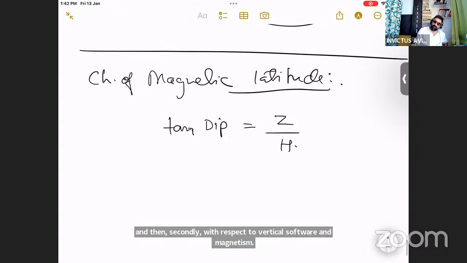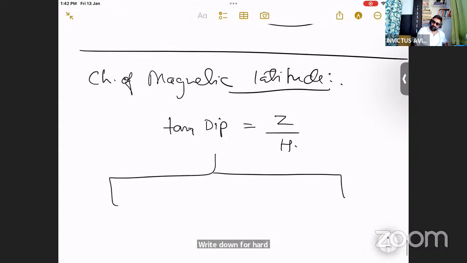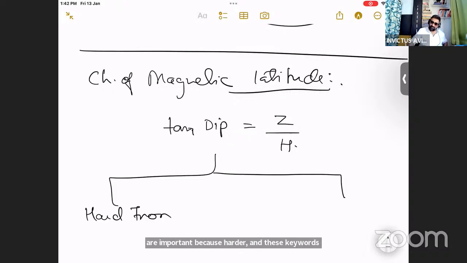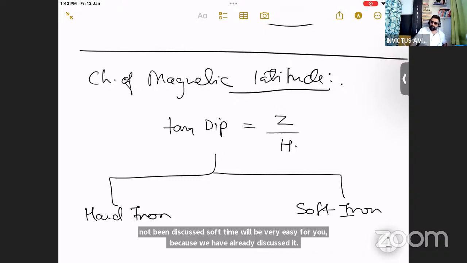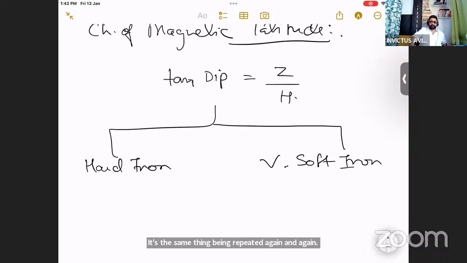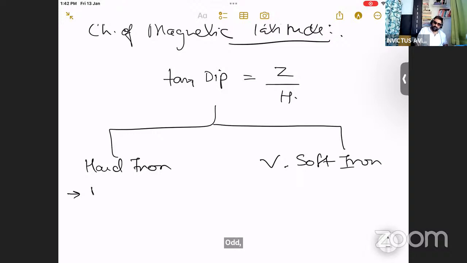Write down for hard iron and soft iron. Just keywords are important because hard iron, these keywords have not been discussed. Soft iron will be very easy for you because we have already discussed it. It's the same thing being repeated again and again. So hard iron, you will write: hard iron deviating force remains constant irrespective of change of latitude.